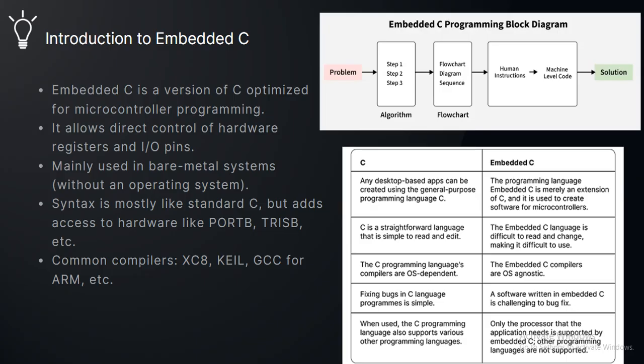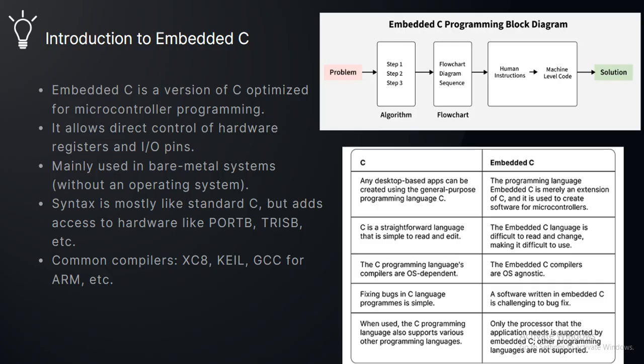So let's take a look at the introduction to Embedded C. Embedded C is a specialized version of C used to program microcontrollers. It provides low-level access to hardware registers and input or output ports. This makes it ideal for bare metal embedded systems with no operating system. Popular compilers include XC8 for PIC. We are also using this XC8 compiler in this automatic washing machine, and Keil for 8051 and GCC for ARM.